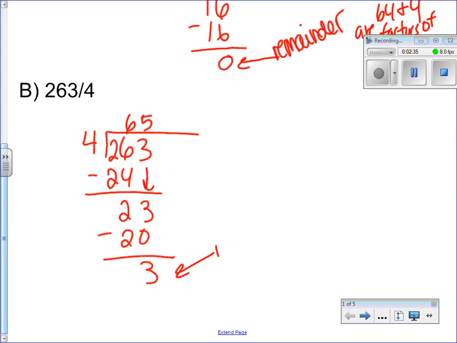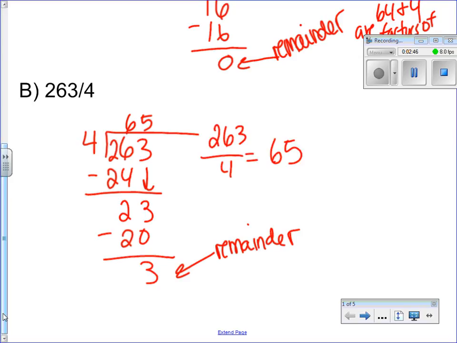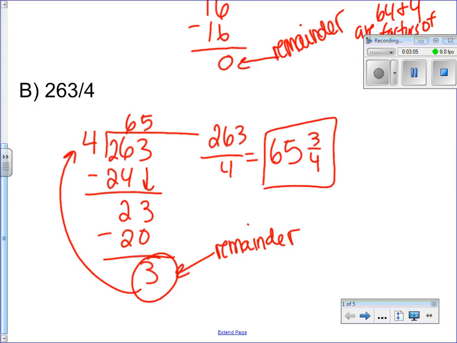So again, this is called our remainder. So how do we write this? 263 divided by 4 equals 65 and a little bit more. What we do is we take this remainder and we put it over the thing that we were dividing by. So it's 65 and 3/4. 263 divided by 4 is 65 and 3/4. All right, you're going to see that today.